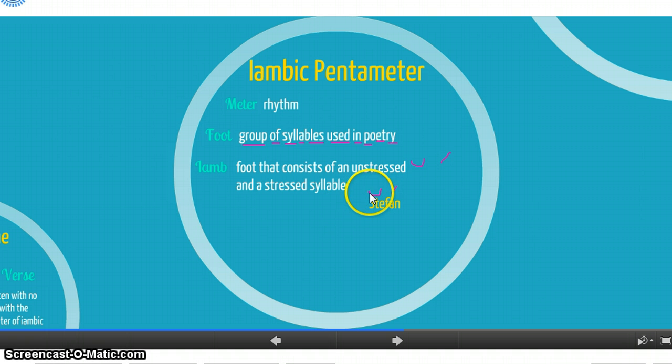When you have an unstressed syllable, it is kind of softer and less pronounced. And then a stressed syllable is going to be louder and more emphasized. So Stefan is unstressed, stressed, Stefan.